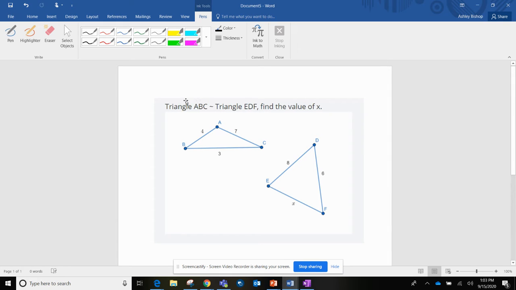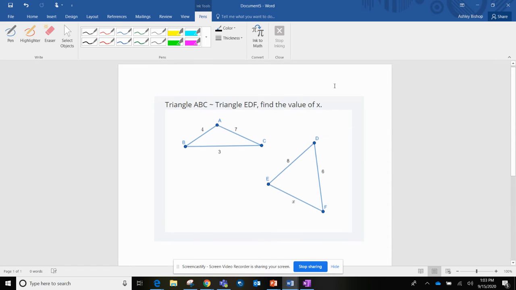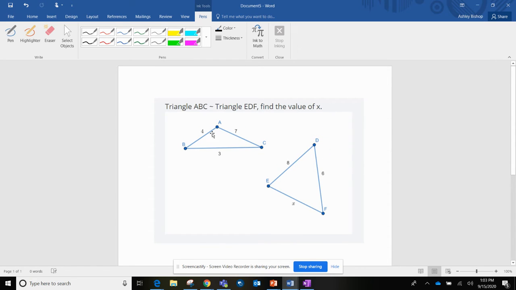But it says triangle ABC is similar to triangle EDF. Find the value of X. So first things first, you see the difference between what you have in your notes and what I have here is I have all 3 numbers available to me on the side lengths. And so I need to set up proportions. I only need 2 sets of fractions though. Although I have all 3 side lengths, I only need 2.